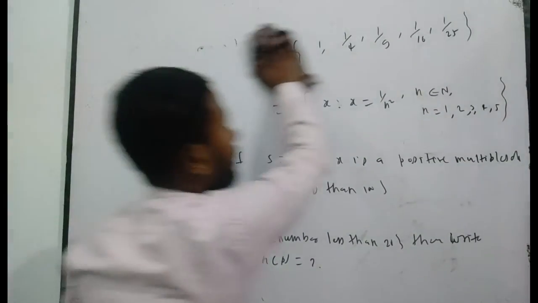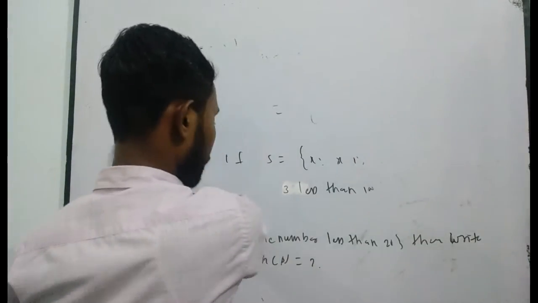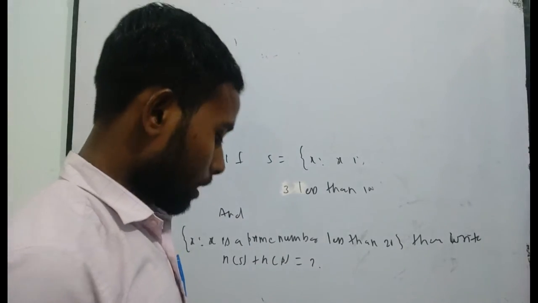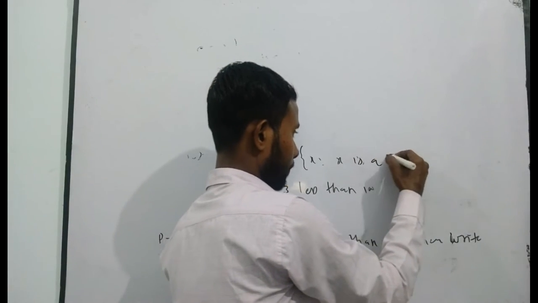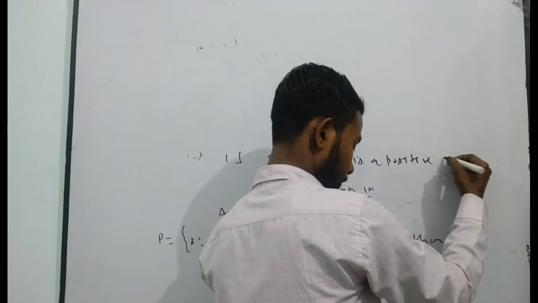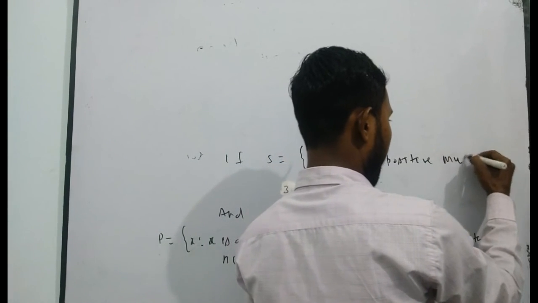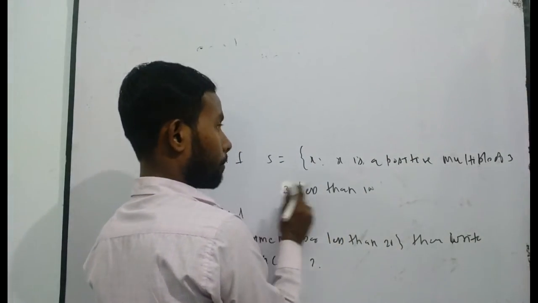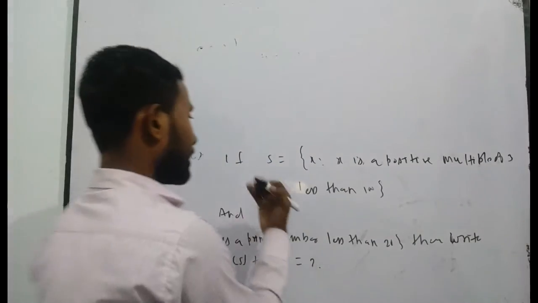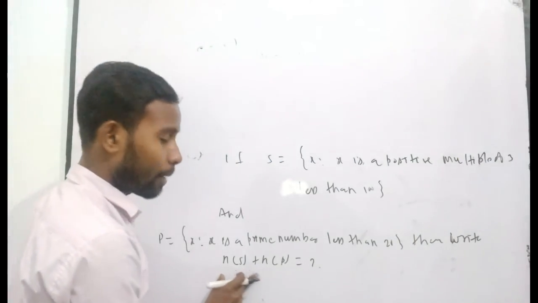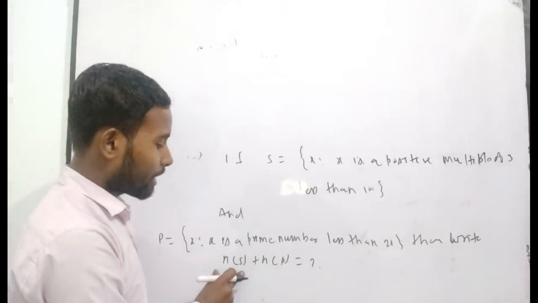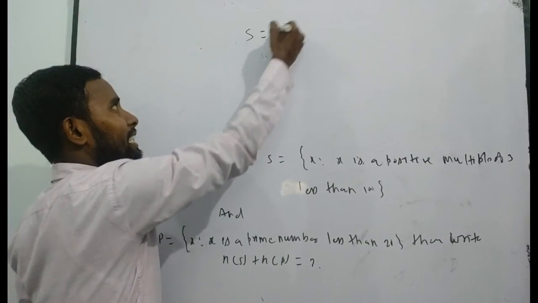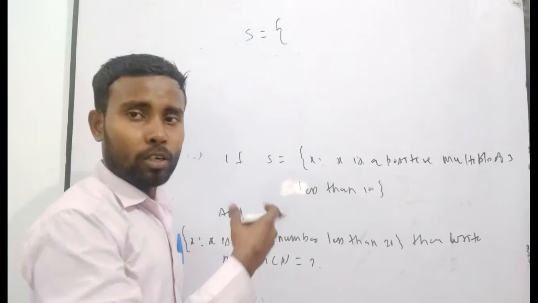Firstly, rub the above part. Sorry, by mistake I wrote it wrong. If x is a positive multiple of 3 less than 100. First, it says you have to find n(S) plus n(P), which means the number of elements in S plus the number of elements in P. Firstly I want to write S in tabular form, so that I can count the number of elements in S.